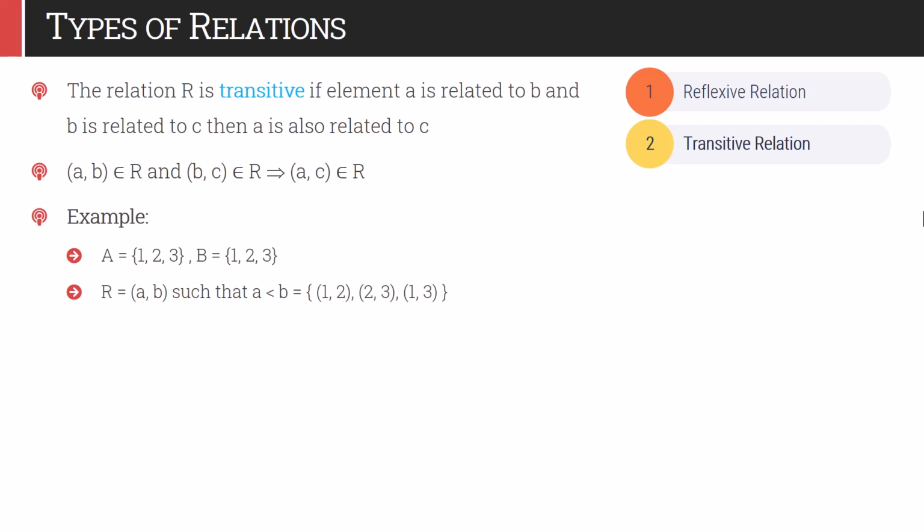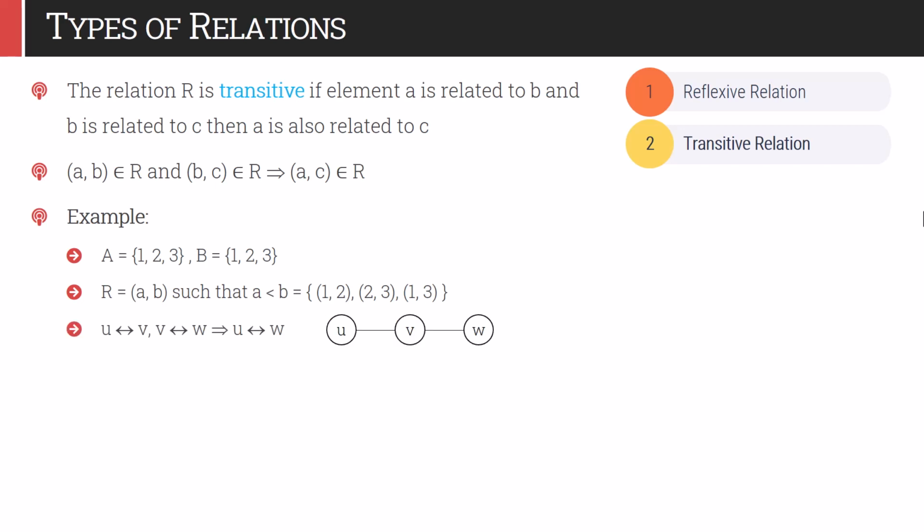Consider set A is 1 to 3, set B is 1 to 3, and R is equal to (a, b) such that a less than b. So in the given relation, (1, 2) definitely has a less than b, (2, 3) also has a less than b, and (1, 3) also holds. So all these three elements satisfy the relation a less than b. We have to check whether it is transitive or not. (1, 2) and (2, 3) are in the relation, so (1, 3) must be in the relation, and it is there. So we can say that R is a transitive relation. For all such pairs which are in R, this condition should be true.